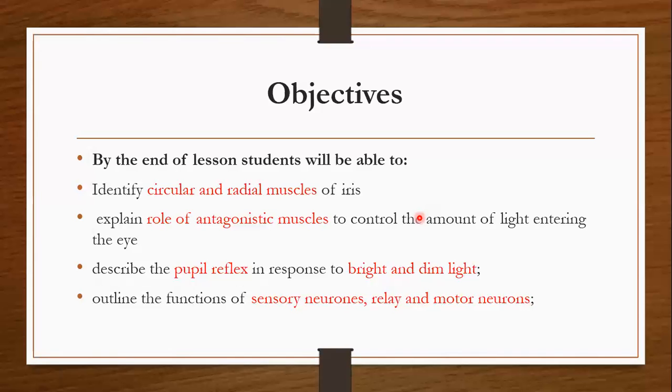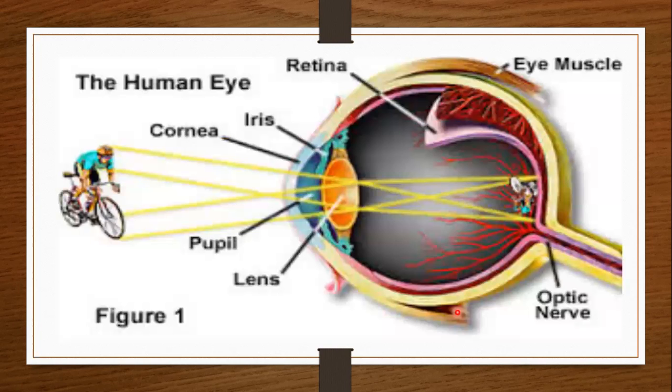Let's talk about the objectives first. By the end of the lesson, you will be able to identify the circular and the radial muscles of the iris. You will be able to explain the role of antagonistic muscles to control the amount of light entering the eye. You will be able to describe the pupil reflex in response to bright light and in response to dim light, and outline the functions of sensory, relay, and motor neurons.